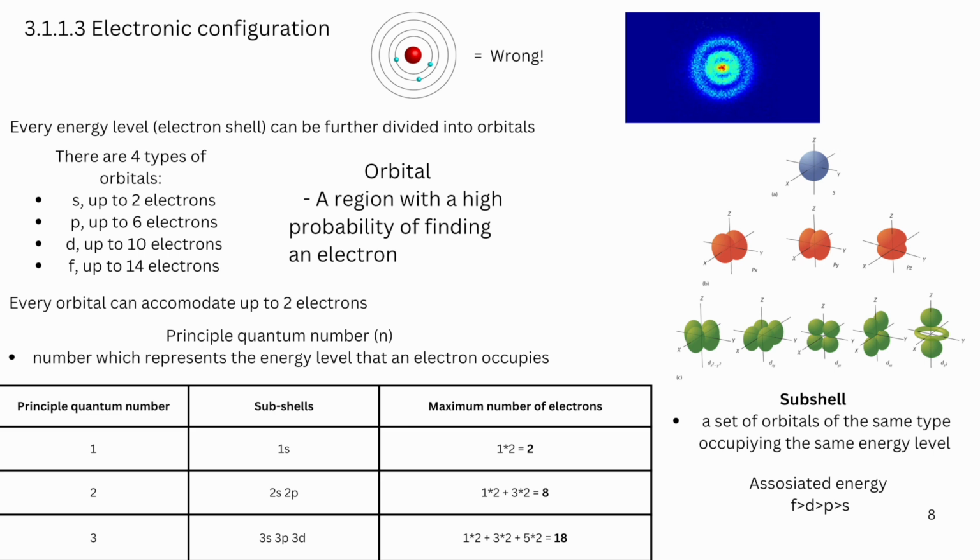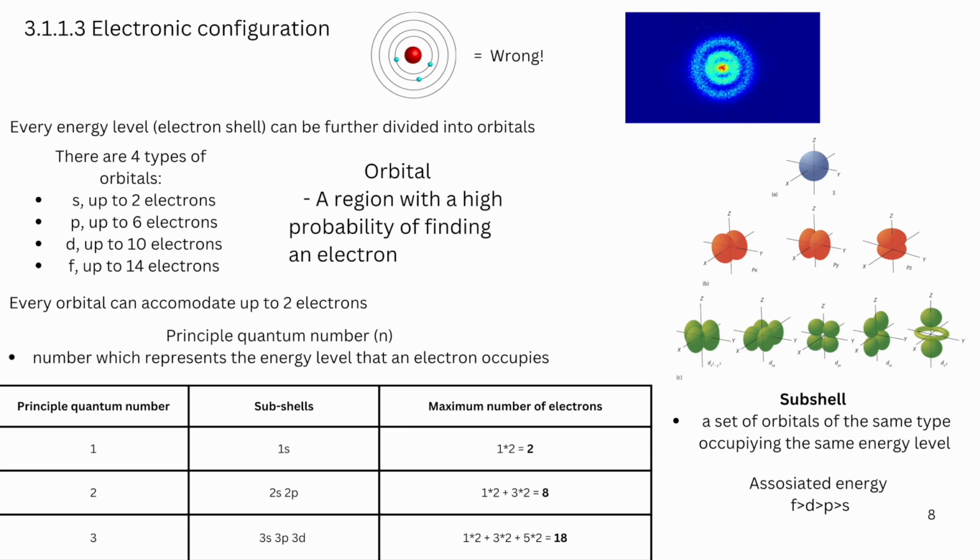The p orbital has a dumbbell-like shape, and there are 3 p orbitals. In total, the p subshell can accommodate up to 6 electrons, because of the 3 p orbitals. There are also d and f orbitals, but they have much more complicated shapes, which you do not have to know for the exam. The d subshell can accommodate up to 10 electrons, and the f subshell can accommodate up to 14.